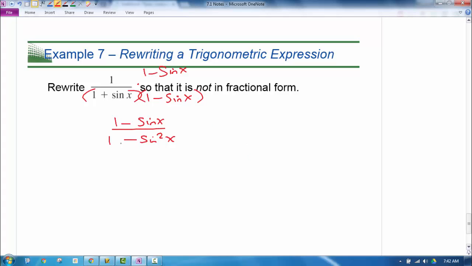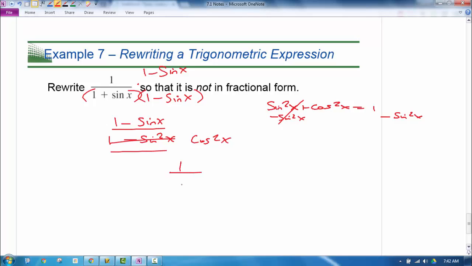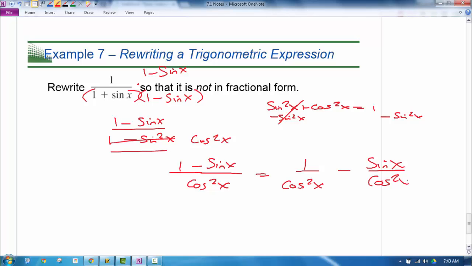From here, if you look at your Pythagorean identity again, which is sine squared of x plus cosine squared of x equals 1, if you subtract sine squared from both sides, this is really just cosine squared. So I'm going to write this as cosine squared of x. So now I have 1 minus sine of x over cosine squared of x, which I can make 1 over cosine squared of x minus sine of x over cosine squared of x.